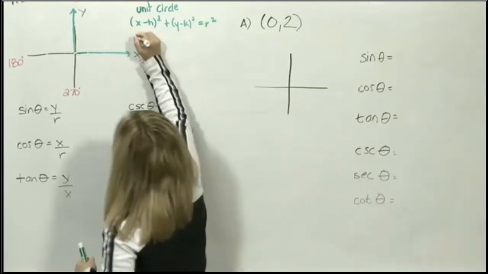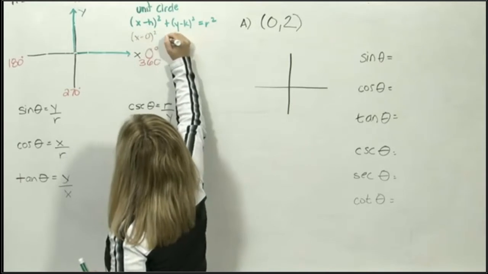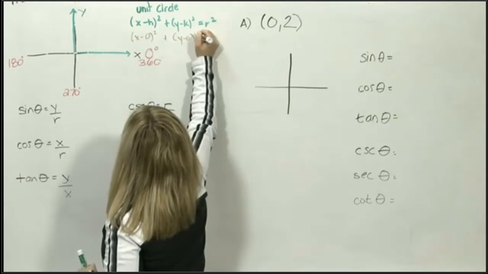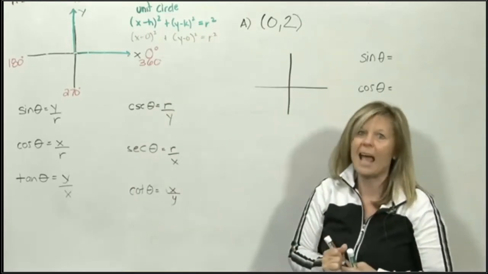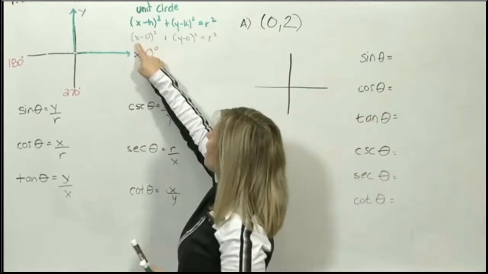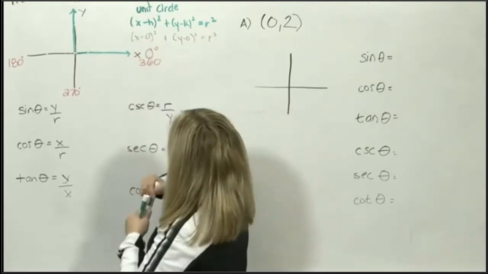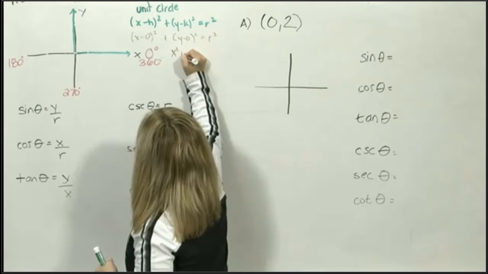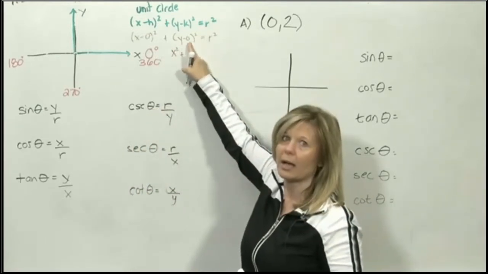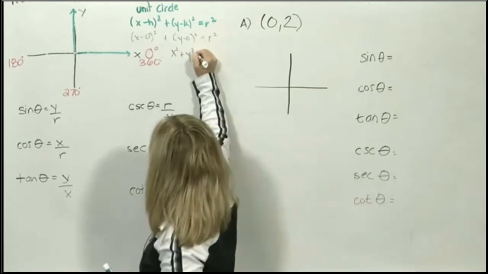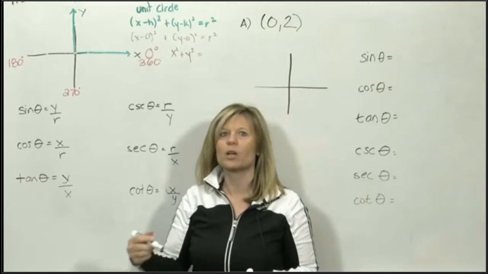So if the center of our unit circle is always the origin, this equation is now written x minus 0 squared plus y minus 0 squared equals r squared. Well, in algebra, if we simplify x minus 0, that's just good old x, and x squared is x squared. Plus, y minus 0 is y, and y squared is y squared. So the equation of the unit circle is x squared plus y squared equals r squared.